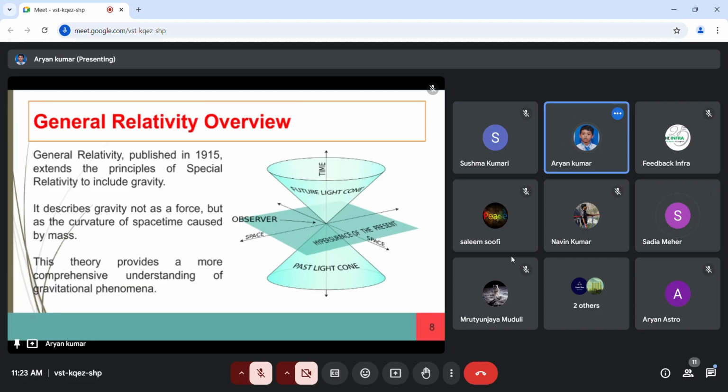General Relativity, published in 1915, extends the principles of special relativity to include gravity. It describes gravity not as a force but as the curvature of spacetime caused by mass. This theory provides a more comprehensive understanding of gravitational phenomena.